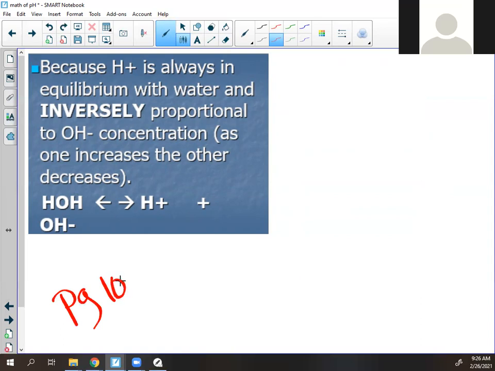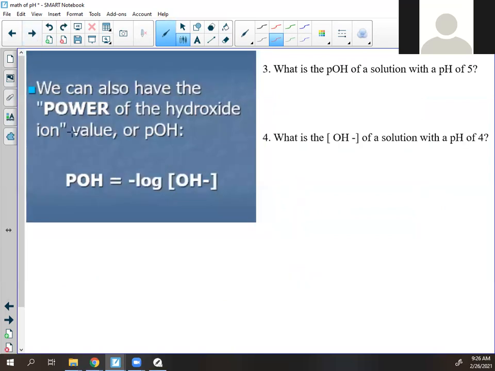It says that H plus is always in equilibrium with water and inversely proportional to OH. As one goes up, one goes down. So if I know H plus, I can figure out OH minus. They are related to each other. Then we can also have what we call the power of the hydroxide ion value, or pOH.